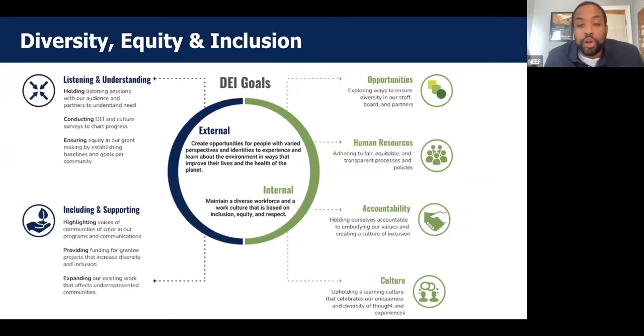NEEF, we also have a strong commitment to diversity, equity, and inclusion. This information is available on our website. I'm not going to read through all of it, but what I did want to focus in on is NEEF's external DE&I goals. And our external goal is to create opportunities for people with varied perspectives and identities to experience and learn about the environment in ways that improve their lives, the lives of their families, and the health of the planet.